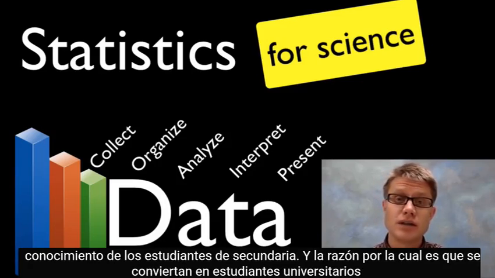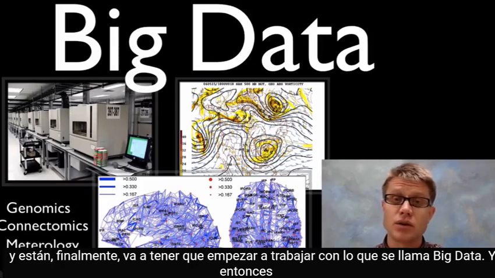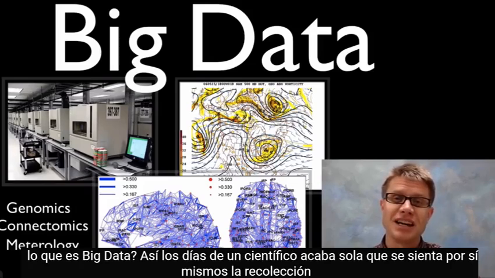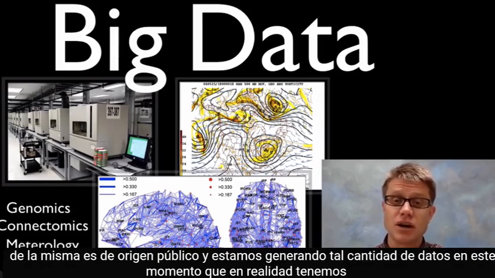And the reason why is that they become college students and they're eventually going to have to start working with what's called big data. And so what is big data? Well, the days of a scientist just lonely sitting by themselves collecting data are gone. Most science now is done by huge teams or groups or centers, and a lot of it's crowdsourced, and we're generating so much data right now that we actually have to go through that.